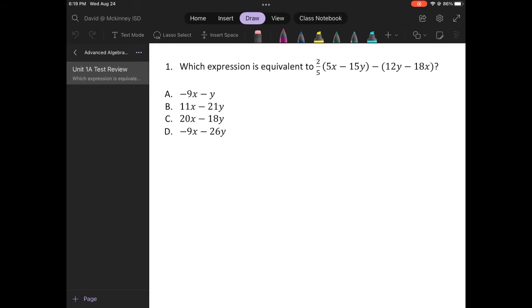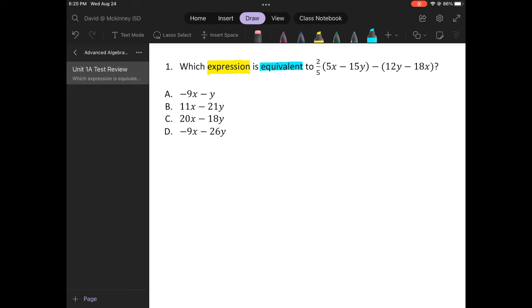Problem number 1 on the review is a simplification problem. This differs slightly from an equation, so we're going to highlight a few words that are key in this particular question. The first word that we're going to highlight is the word expression. This is an expression, not an equation. So that means we're going to simplify it, not solve it.